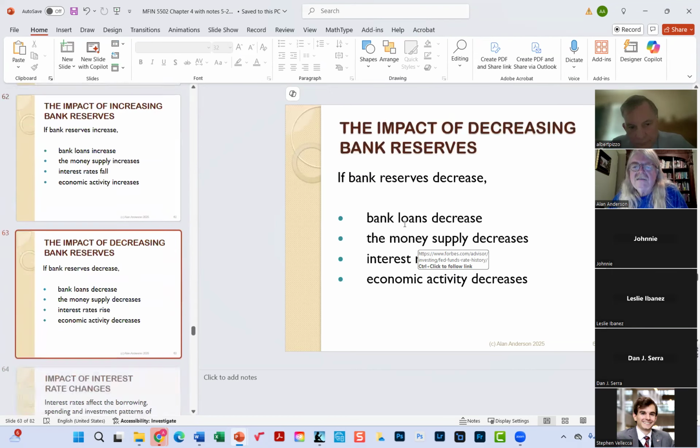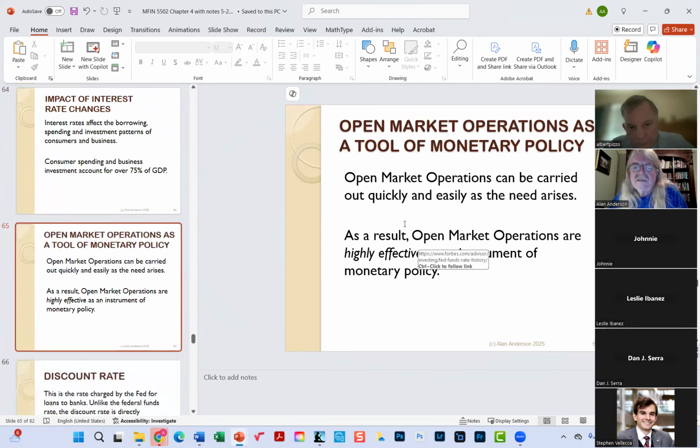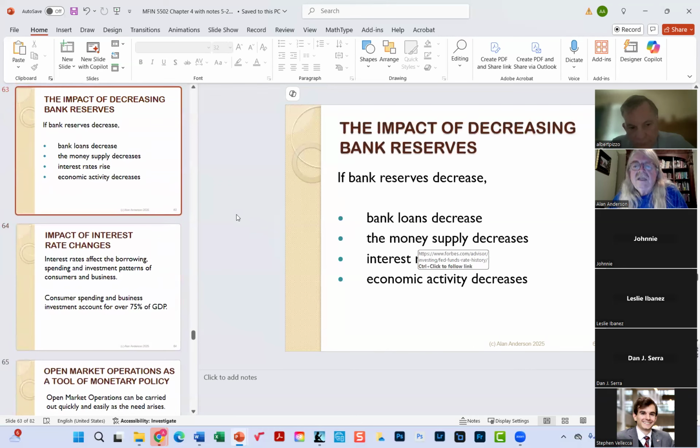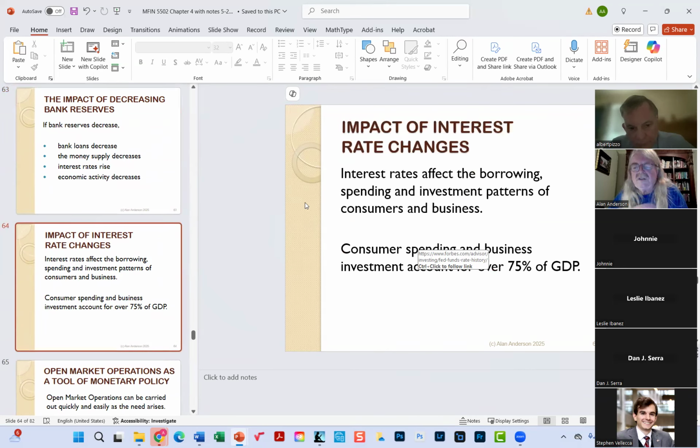Now, of course, that raises the question why interest rates affect the economy so much. Well, consumer spending and business investment spending are directly impacted by interest rates, as you can imagine, and they account for three-quarters of the entire economy. So if the Fed raises rates or lowers rates, of course, it's going to have a huge impact on the economy.